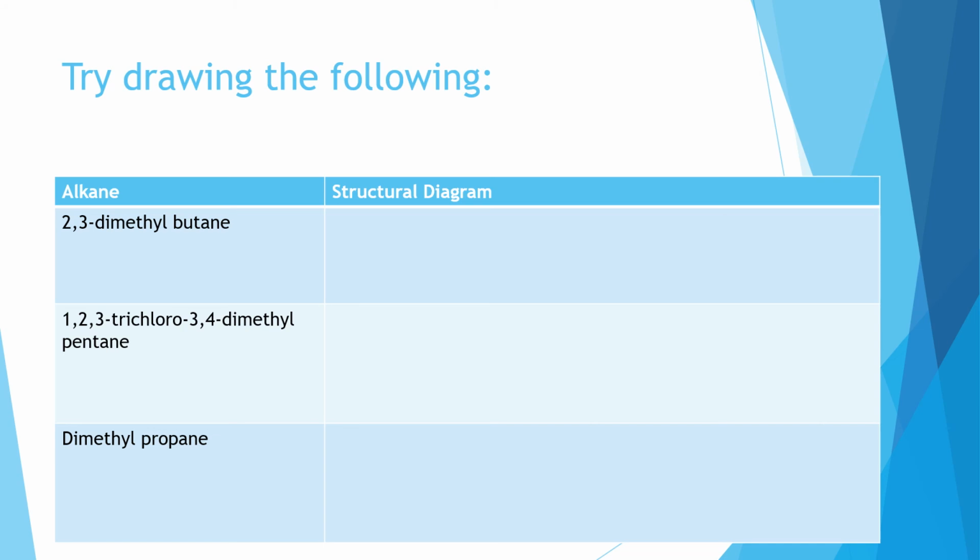So when you're drawing, you always start with the parent name. Butane is 4 carbons, so I put my 4 carbons in. And then I draw my 2 branches, which is a dimethyl, so there's a branch on carbon number 2 and a branch on carbon number 3. And then I have to satisfy my bonding by putting in my hydrogen.